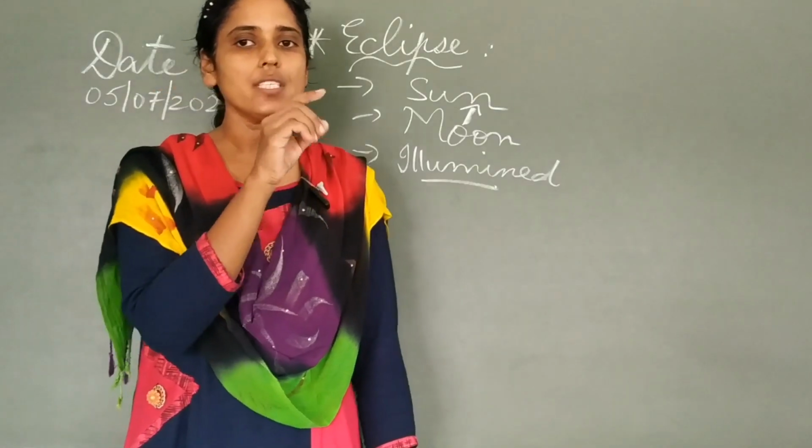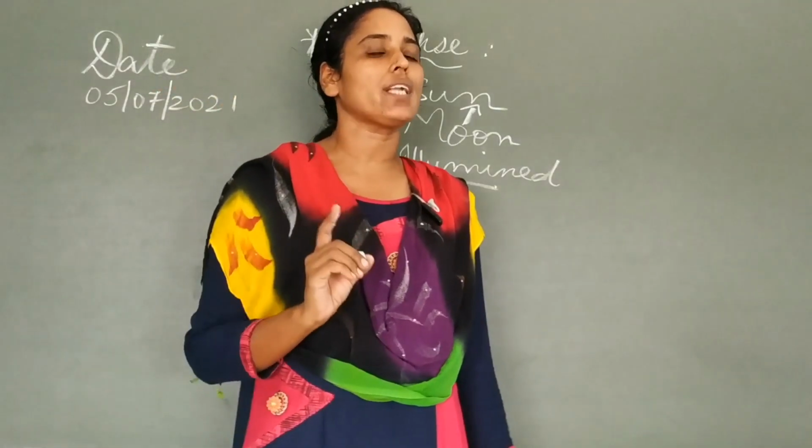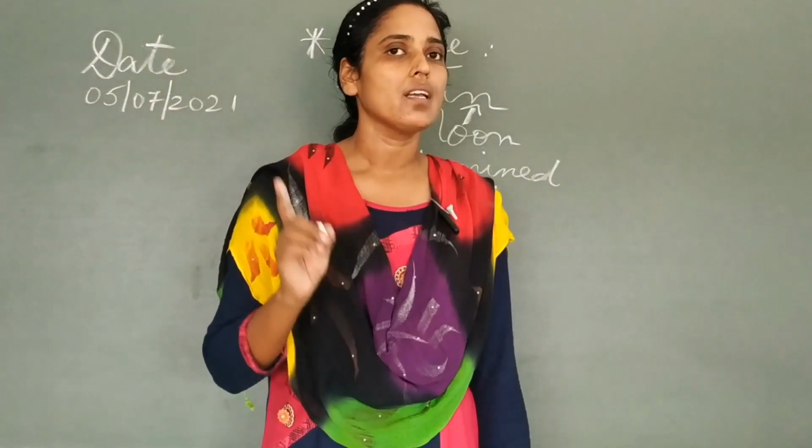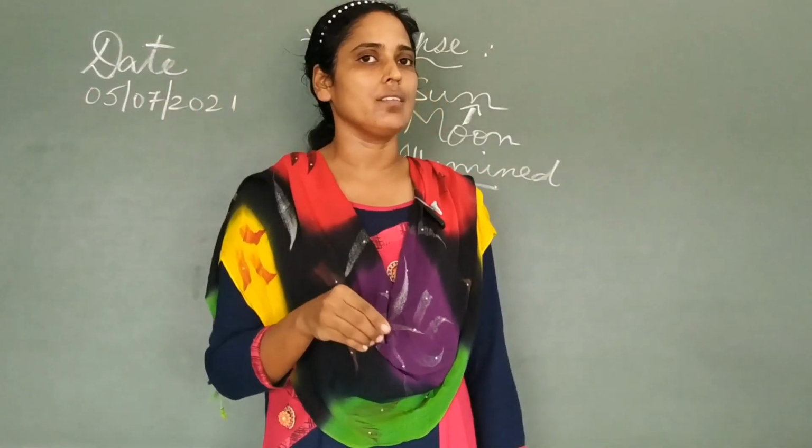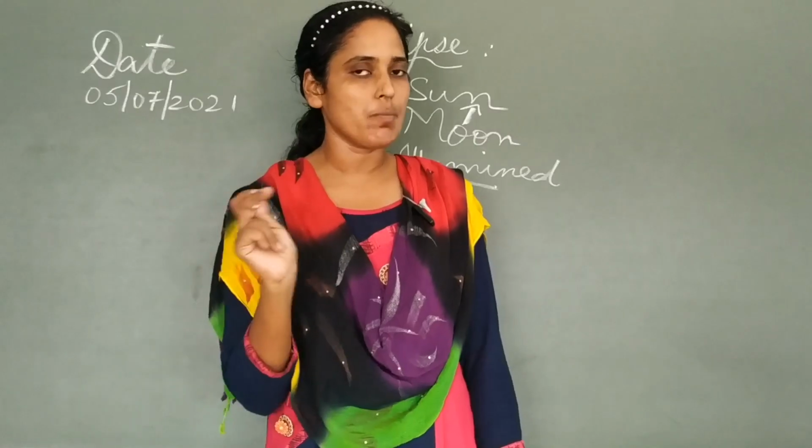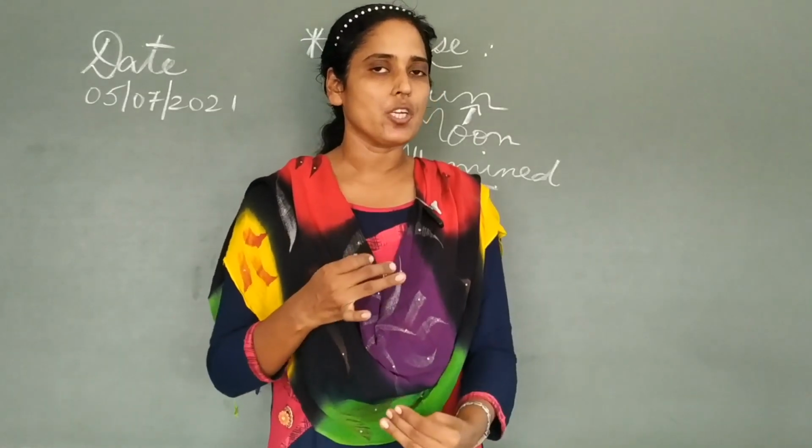Okay, students? First, let's change the spelling there. There is a mistake in the textbook on page number 56, the third line. Partially. The spelling is P-A-R-T-I-A-L-L-Y. Hope you have changed the spelling there. We'll do the definition of eclipse.